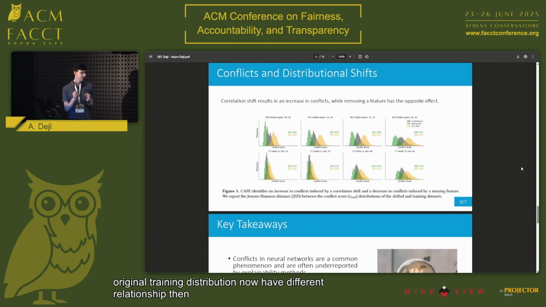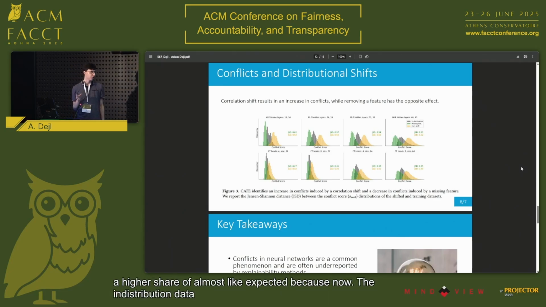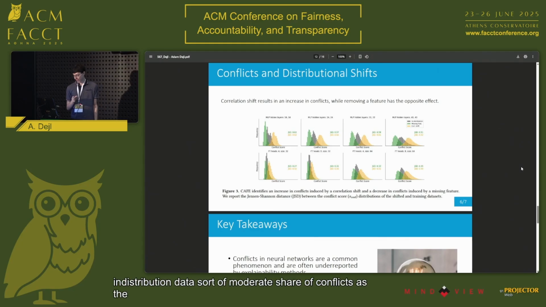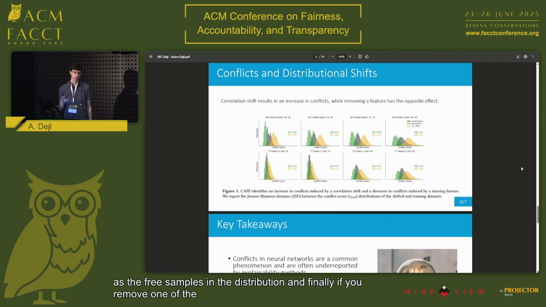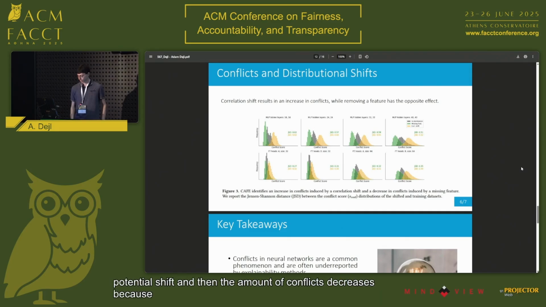In this case we observe a higher share of conflicts, as expected, because now the model is getting more conflicting information from these shifted variables. The in-distribution data has a moderate share of conflicts. That's the gray samples in the distribution. And finally, if we remove one of the features, which is another kind of potential shift, then the amount of conflicts decreases because there's one less feature to show conflict. So we think this could actually be a useful diagnostic tool for these kinds of distributional shifts.